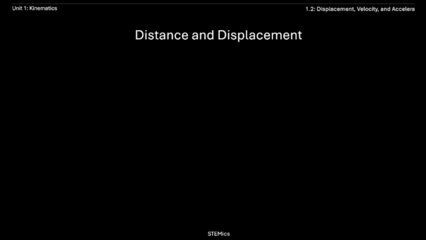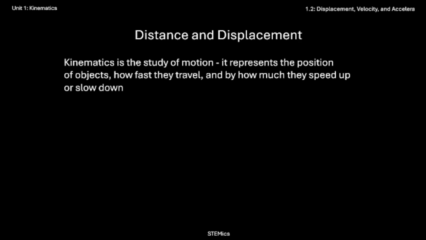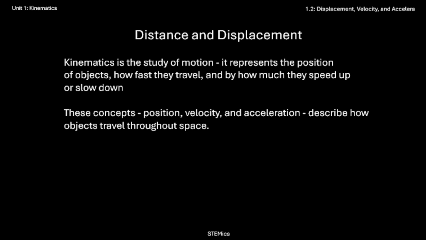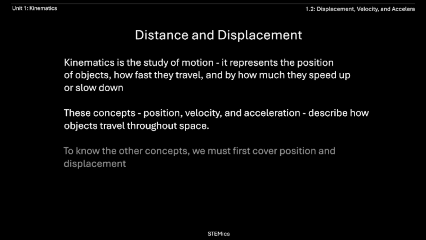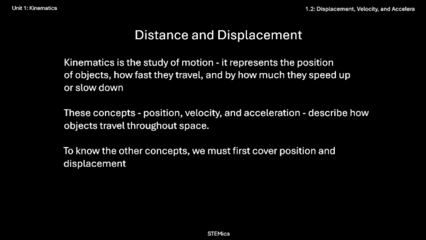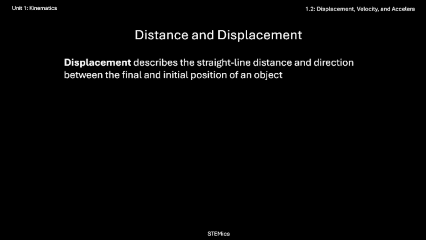And this allows us to create a foundation for the rest of kinematics. Kinematics is the study of motion. It represents the position of objects, how fast they travel, and by how much they speed up or slow down. Concepts such as position, velocity, and acceleration describe how objects travel throughout space and time. To know the other concepts, we must first cover position and displacement. Displacement describes the straight line distance and direction between the final and initial position of an object.